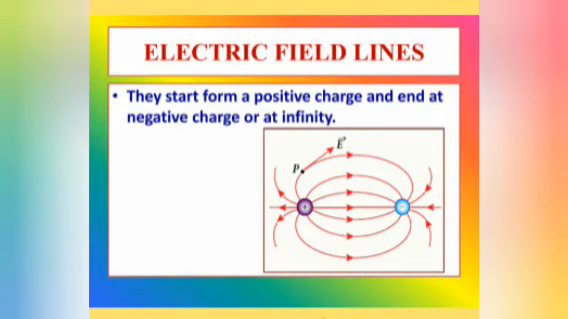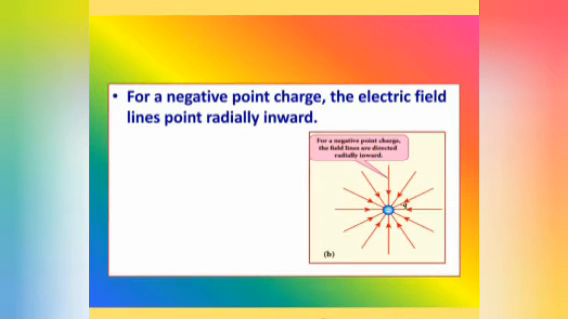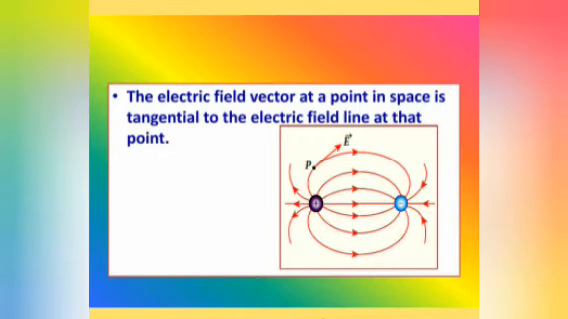Next topic, electric field lines. They start from a positive charge and end at a negative charge or infinity. For a positive point charge, the electric field lines point radially outward. For a negative point charge, the electric field lines point radially inward. That means positive means outward direction, negative means inward direction. Electric field line is nothing but an imaginary line path.